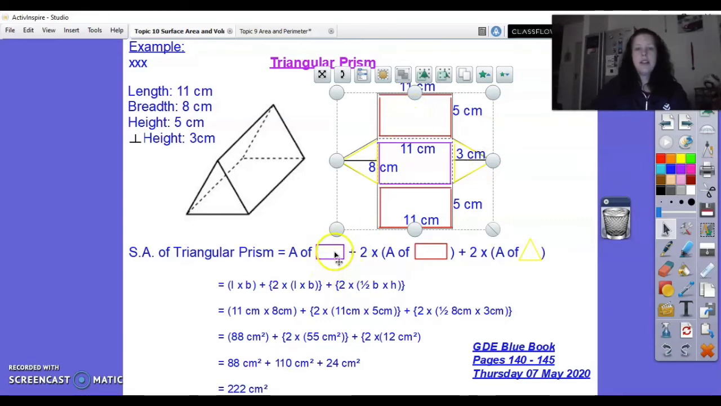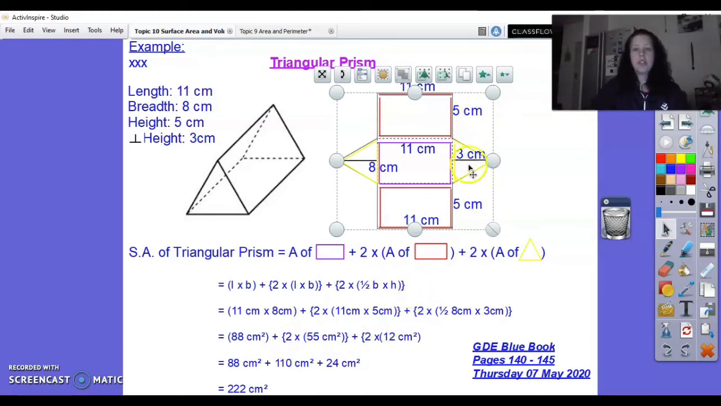I take my area of my purple rectangle. I've only got one of them, okay? So it's easy, length times breadth. So 11 centimeters times 8 centimeters gives me 88 centimeters squared. I then move on to my red rectangles, and I have got 2 of them. And I say length times breadth, which gives me 11 centimeters times 5 centimeters, which gives me 55 centimeters squared. But I still have to multiply it by 2 because I've got 2 of them.